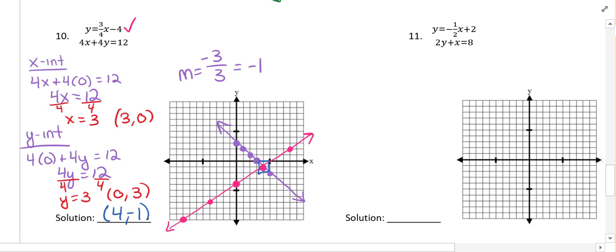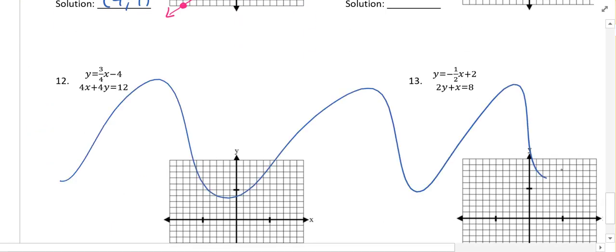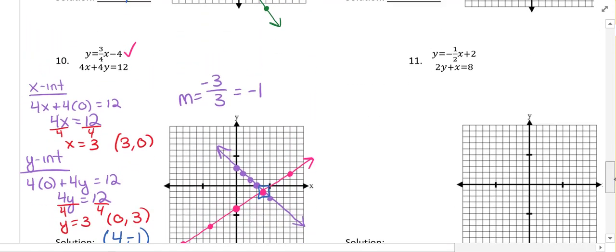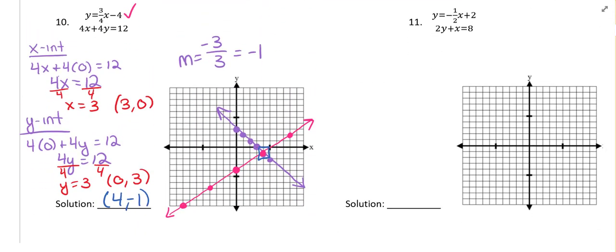So that's how we graph a system of equations. I encourage you to try to do number 9 and number 11. Don't worry about 12 and 13. They're actually the same two problems as 10 and 11. So go ahead and pause the video for a couple minutes and try and graph number 9 and number 11. Come back and check your answers. I'm going to reveal those answers in 5, 4, 3, 2, 1.